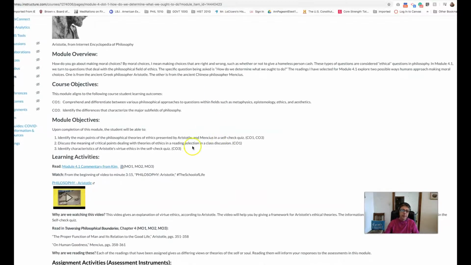Okay, so our module objectives are: 1. Identify the main points of the philosophical theories of ethics presented by Aristotle and Mencius in a self-check quiz. 2. Discuss the meaning of critical points dealing with the theories of ethics in a reading selection in a class discussion. And 3rd, identify characteristics of Aristotle's virtue ethics in the self-check quiz. Okay, and then here is my commentary, that I will open up here just for a minute.